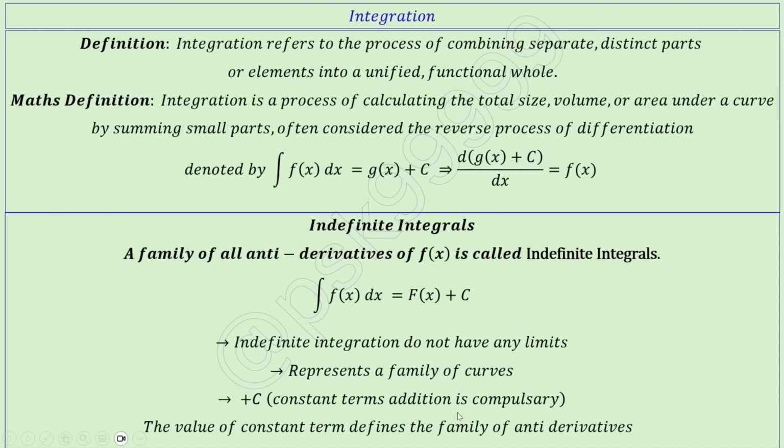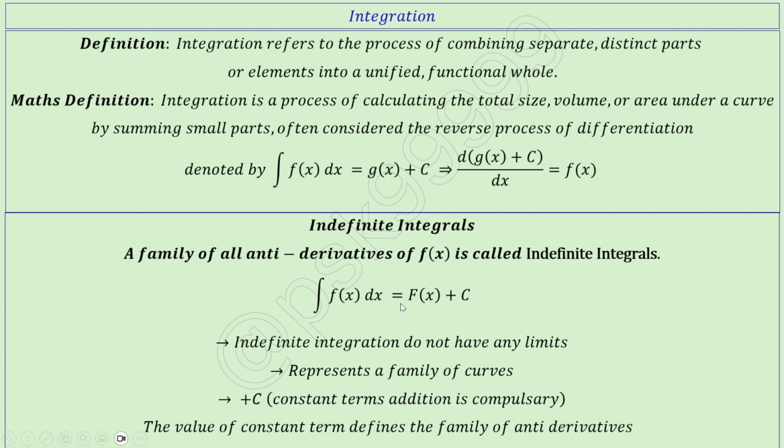So plus c is a constant term, and addition is compulsory, because this is how it is defined. If I differentiate the RHS, whether I have a constant or not, it still gives the same value as small f of x. So whenever you do integration, you actually get the integration value plus some constant term. This we should not forget. The value of the constant term defines the family of antiderivatives, which means by changing the value of c, I get different curves.